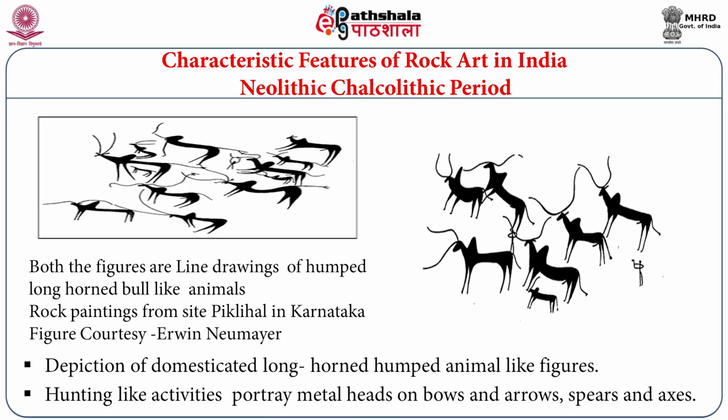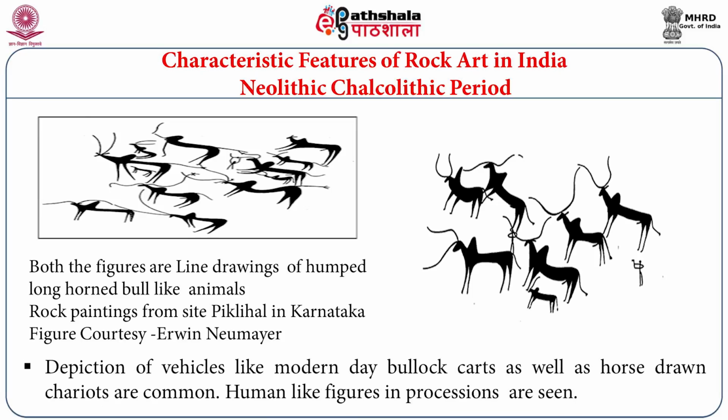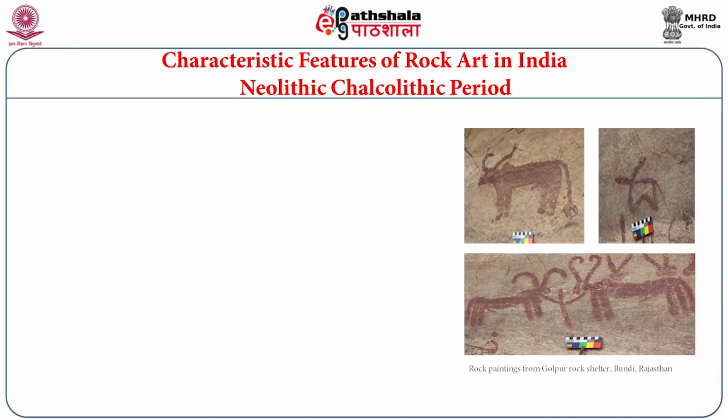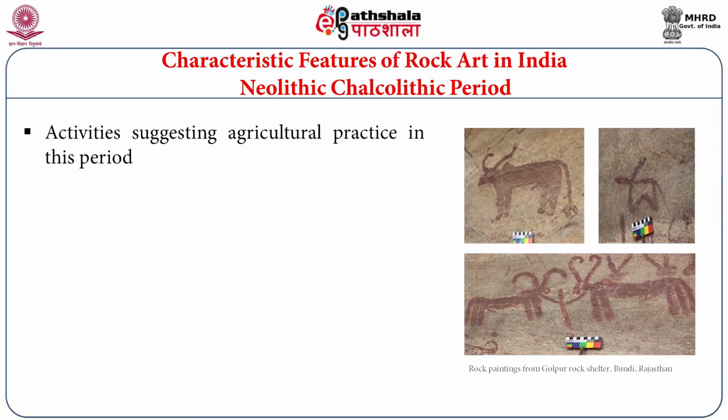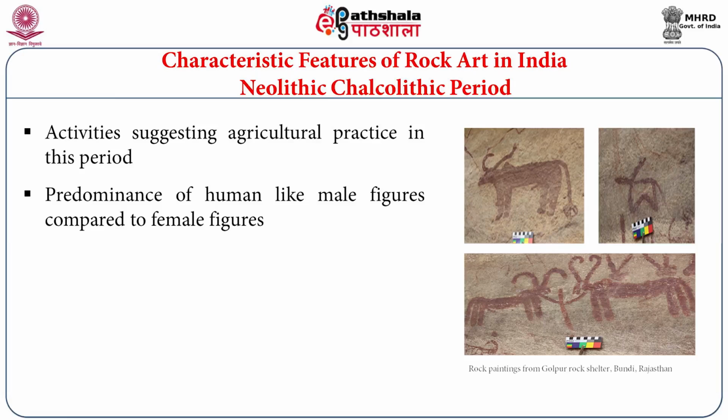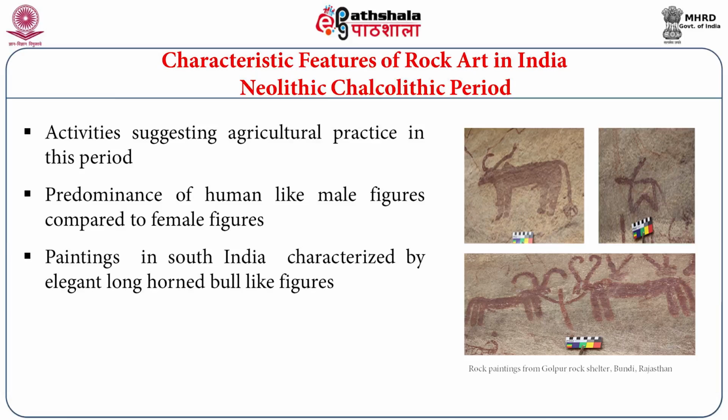In addition to that, they were portraying several other scenes, bows and arrows, spears and axes. And in addition to that, they were also drawing vehicles like bullock carts. Probably they were painting what they were doing in their life on the surface. So you can see all their life recorded in their rock paintings. Again, we have more of the Neolithic, Chalcolithic paintings, activities suggesting agricultural practice and several other activities, human-like male figures, and animals, horned bulls, are also depicted in these images.